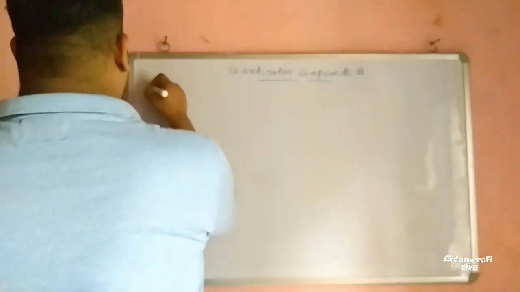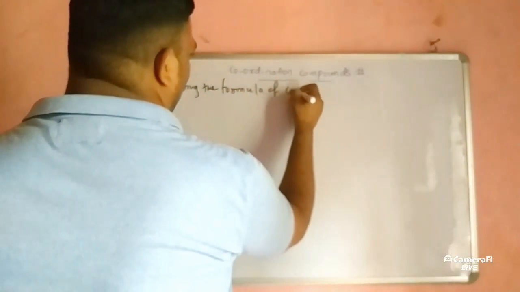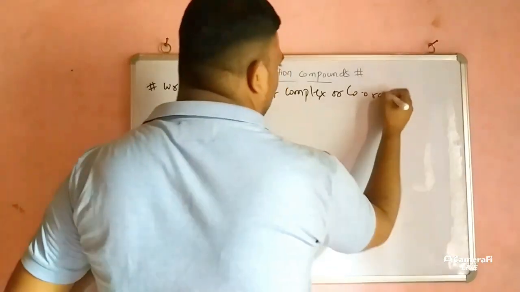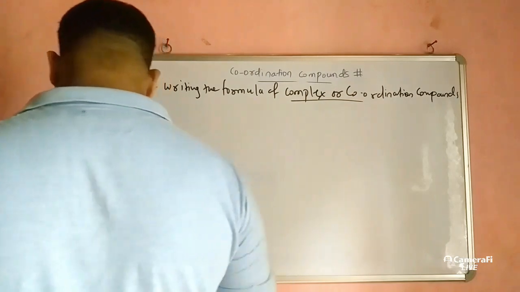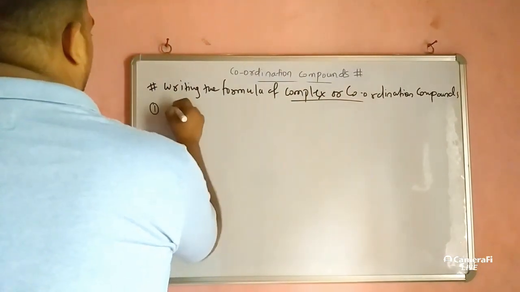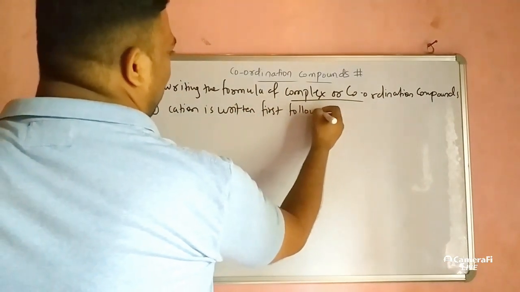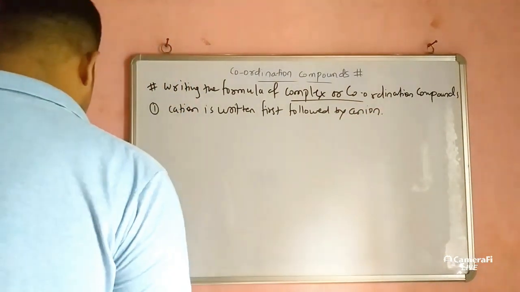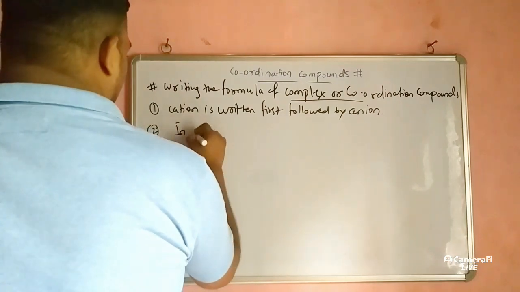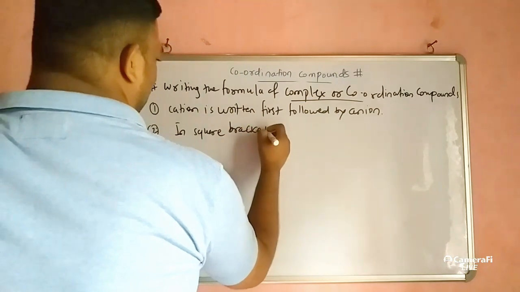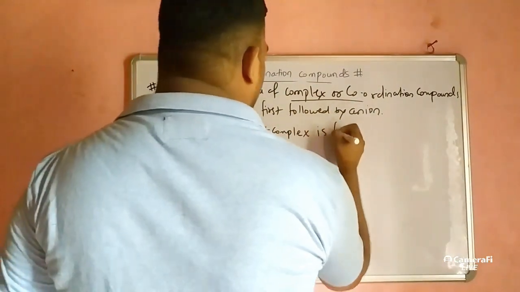Writing the formula of complexes, or we can say coordination compounds. Here, first, the cation is written first, followed by the anion. Second, the complex is written in square brackets.